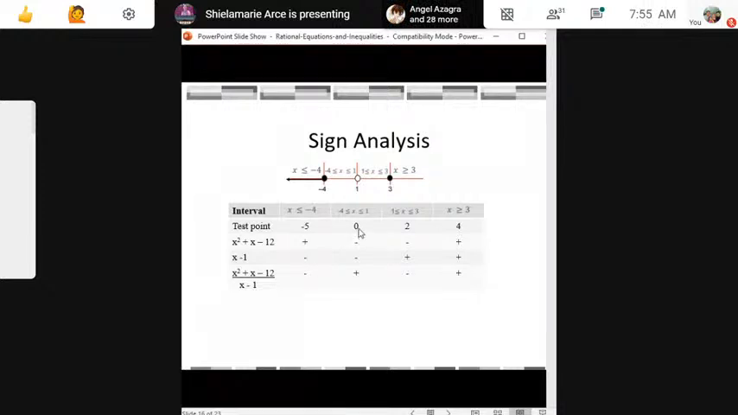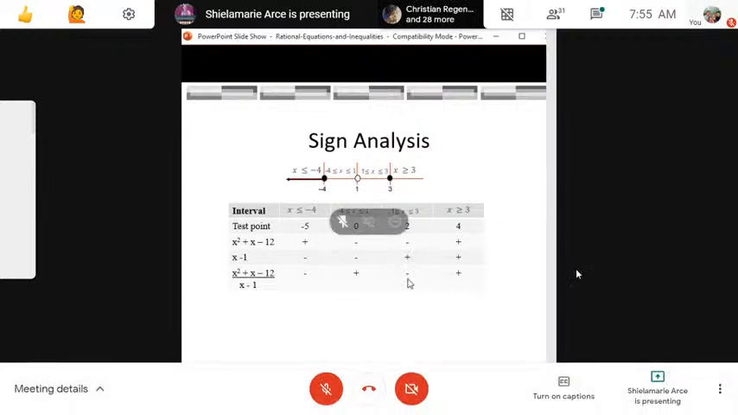Kapag pinili natin ay 0, yung numerator ninyo will be negative and the denominator will be negative also. Pag dinivide natin yan, positive ang sagot. Yung pangatlong interval natin, substituting x equals 2, ang numerator mo will be negative, the denominator will be positive, dividing negative and positive will be negative. And then lastly, kapag 4 ang pinili mo, numerator and denominator will be both positive. Pag dinivide natin sila is positive.